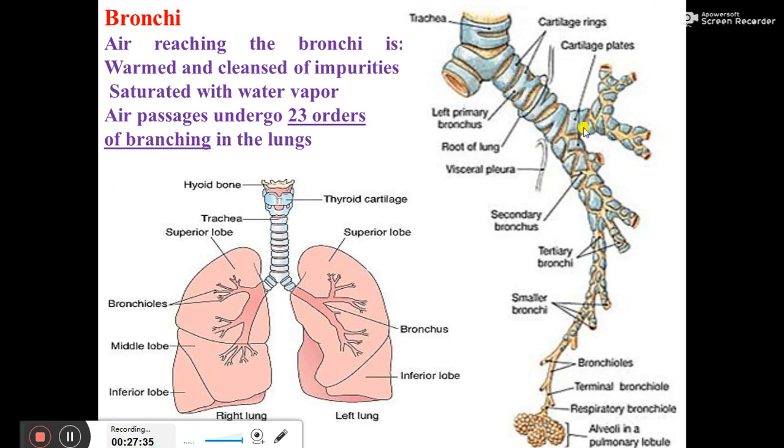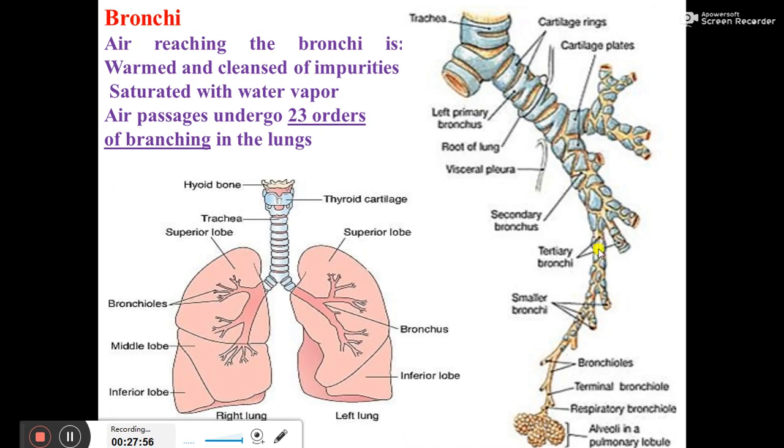Here it will enter into the lung, and by entering the lung, it will bifurcate again. So it is a secondary bronchus. This primary bronchus has divided into the secondary bronchus. This is secondary bronchus, this is secondary bronchus, and this secondary bronchus again divides. So these are the tertiary bronchi.